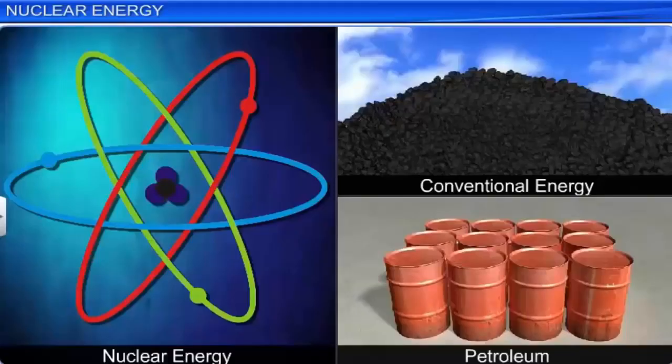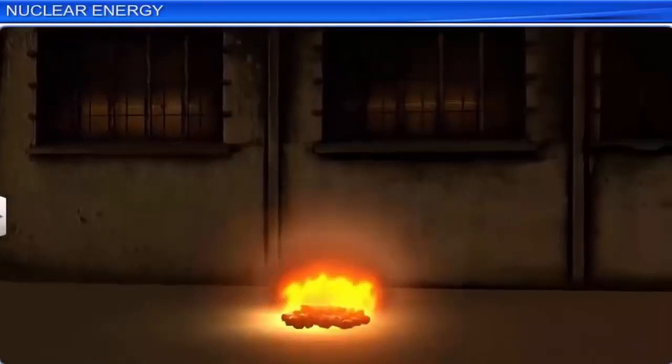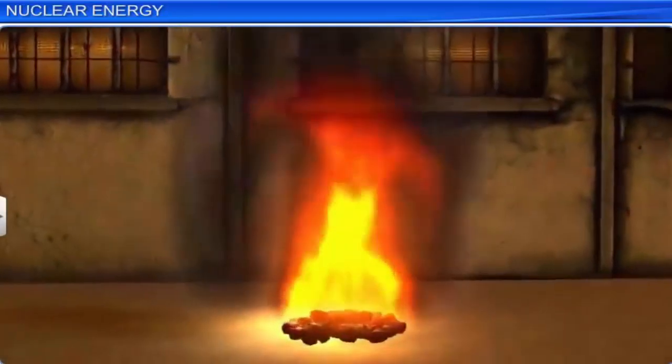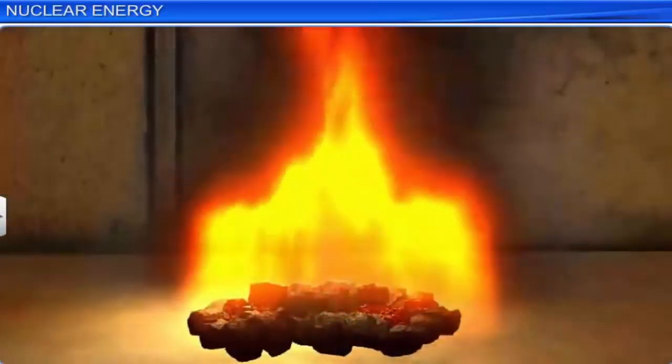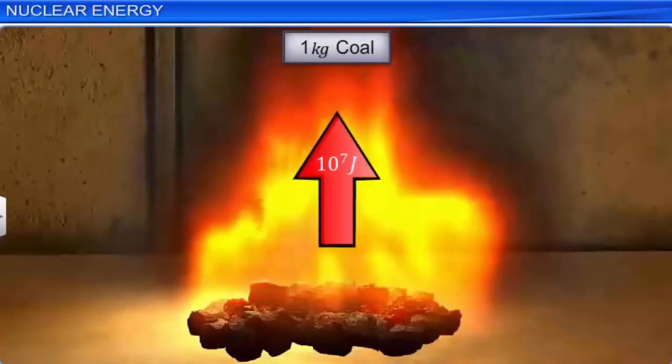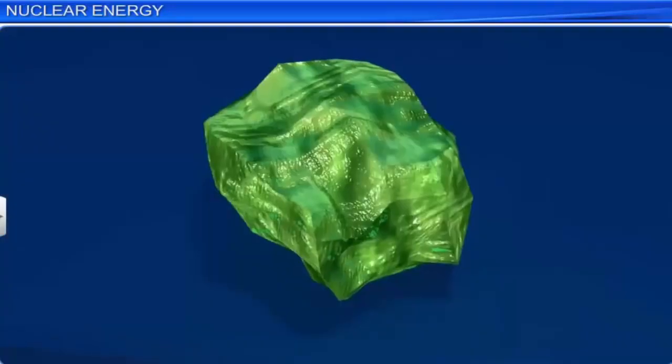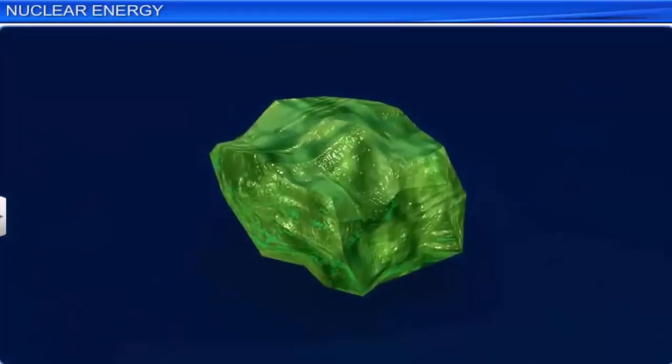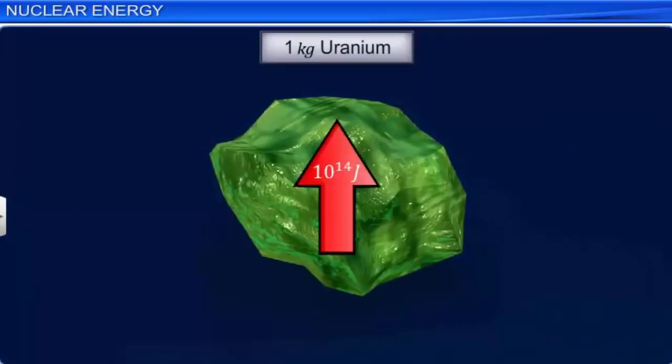Let us now compare this energy to that which is released when we use conventional energy resources like coal, petroleum, etc. Conventional energy resources release energy through chemical reactions. For example, when 1 kilogram of coal is burnt, the amount of energy released is about 10^7 joule. But the nuclear energy released in the fission of 1 kilogram of uranium is about 10^14 joule, which is a million times greater than that released by a conventional source of energy.